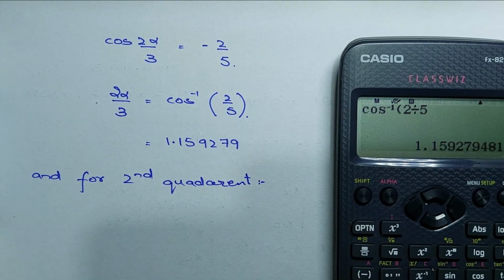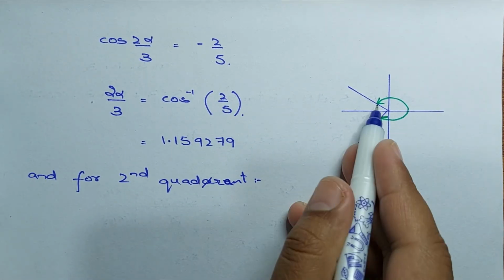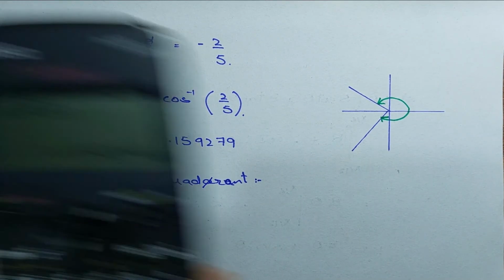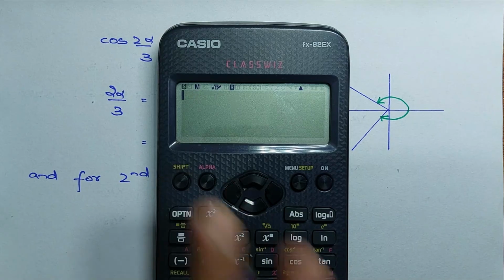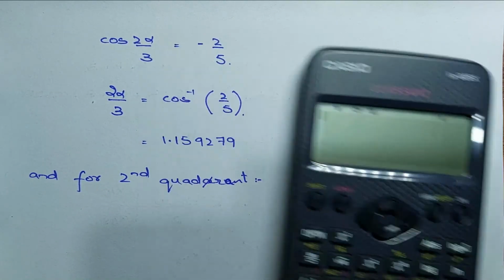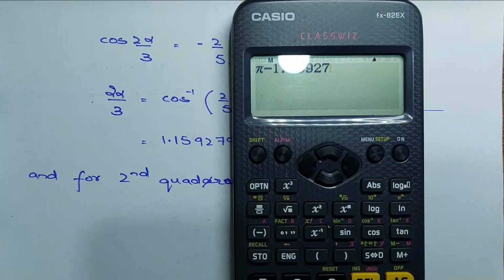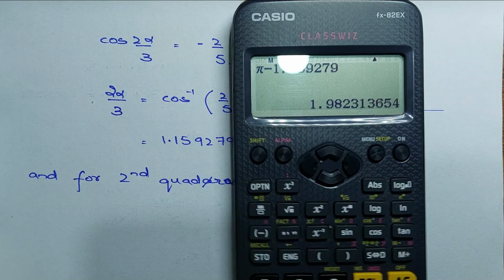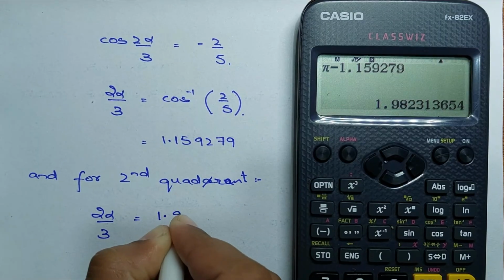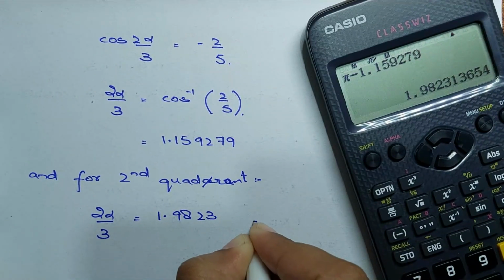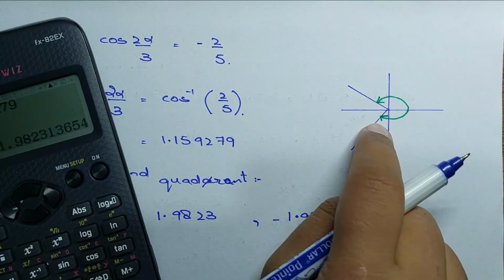Okay, and for the second quadrant, because cos is negative in the second and third quadrant, we can do pi minus that angle. We can say pi minus 1.159279, that is 1.9823. Okay, so 2 alpha over 3 is 1.9823, and minus 1.9823. This is for the positive side and this is for the negative side.